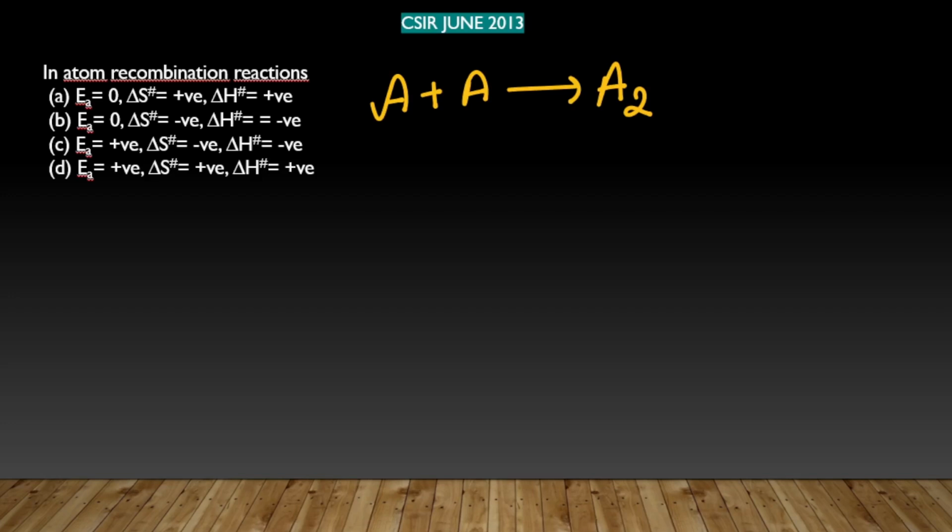So two atoms are combining. From two you are going to one molecule, which means the entropy of the system has decreased. The degree of randomness, which we measure as entropy, is decreasing as we go from 2 to 1, which means the delta S for the reaction is negative. Now here, you had A and A, and in between them a bond has been formed.